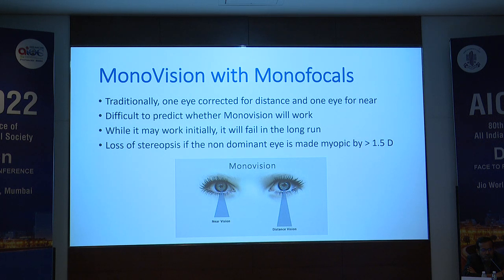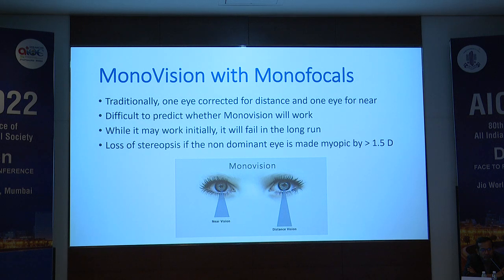Or you may even slightly modify and reduce the amount of disparity by increasing the myopia to about minus 1.5 diopters. However, the biggest problem with monovision in cases of monofocal IOLs is that it is difficult to predict where monovision will work. Hence, I would say to all these patients in the 40-45 age group, if you're planning monovision either by IOL or by laser, the first most important thing is to give him a monovision contact lens trial. Not spectacle vision, but contact lens trial, to know whether monovision will work.